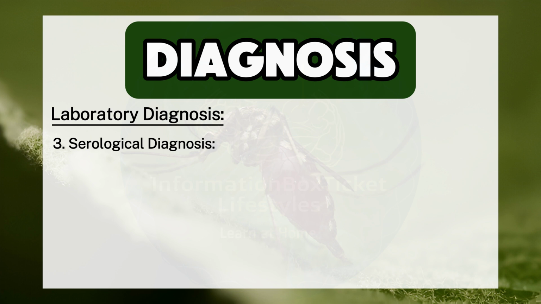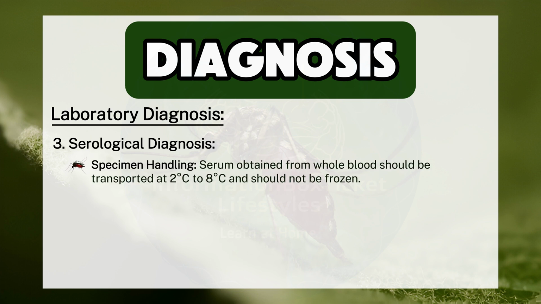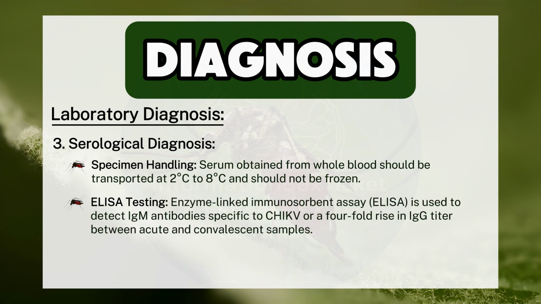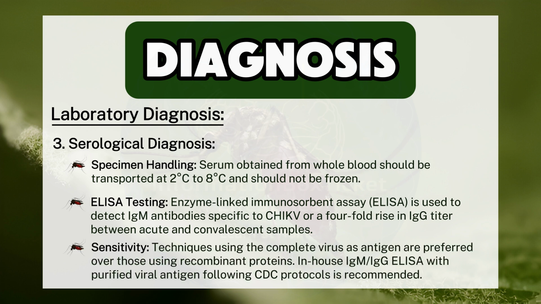3. Serological diagnosis. Specimen handling. Serum obtained from whole blood should be transported at 2 degrees Celsius to 8 degrees Celsius and should not be frozen. ELISA testing. Enzyme-linked immunosorbent assay, ELISA, is used to detect IgM antibodies specific to CHIKV or a fourfold rise in IgG titer between acute and convalescent samples. Sensitivity. Techniques using the complete virus as antigen are preferred over those using recombinant proteins. In-house IgM-IgG ELISA with purified viral antigen following CDC protocols is recommended.